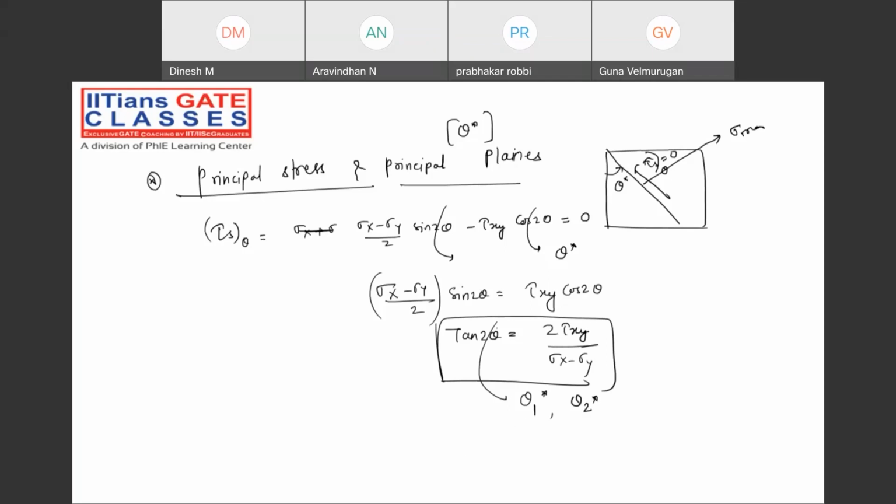Two principal planes you will be calculating. One is this principal plane, and one will be perpendicular to this one, at 90 degrees. So there will be two planes you are calculating. In one you are calculating sigma 1, and in the other plane you are calculating sigma 2. One is called the major principal stress and the other is called the minor principal stress. Very important.